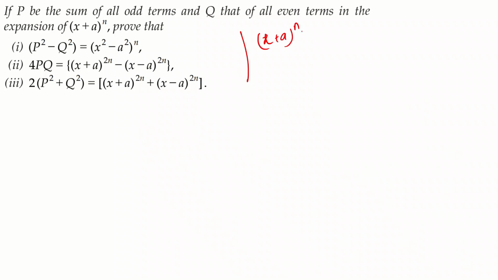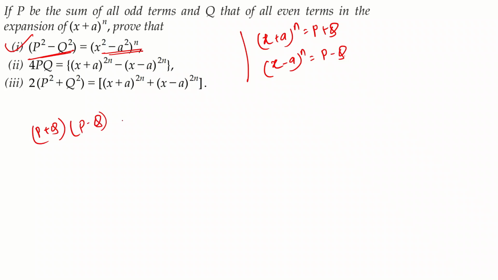(x + a)^n is p + q, and (x - a)^n is p - q. Now we have to prove the first thing: that p² - q² is equal to this. So let's find out what p² - q² is. We can easily do it by (p + q)(p - q), because (p + q)(p - q) is p² - q².